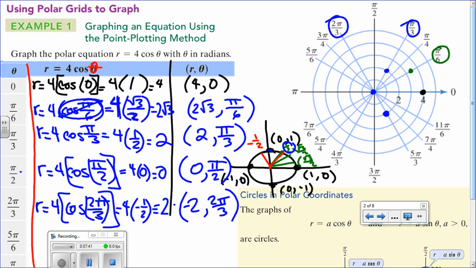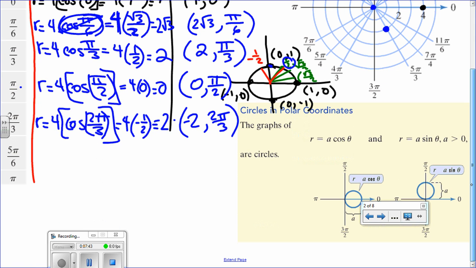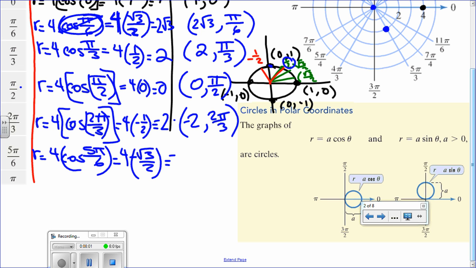All right. So we have one more, and then I'm going to add an extra one. So 2 more. 5 pi over 6. So this will be 4 times the cosine of 5 pi over 6. And so that one is the one with the square root of 3, negative actually, square root of 3 over 2. So that will be negative 2 square root of 3. So the point that we graph is negative 2 square root of 3, comma, 5 pi over 6.